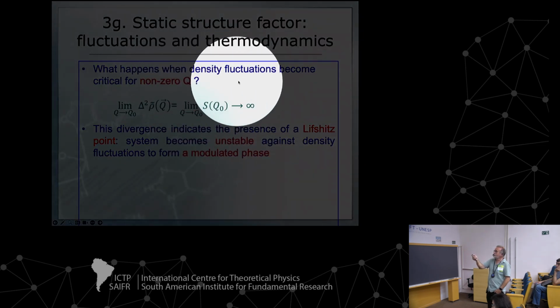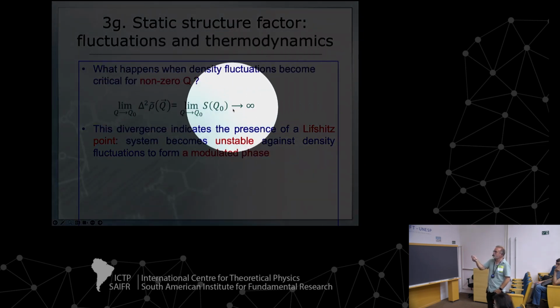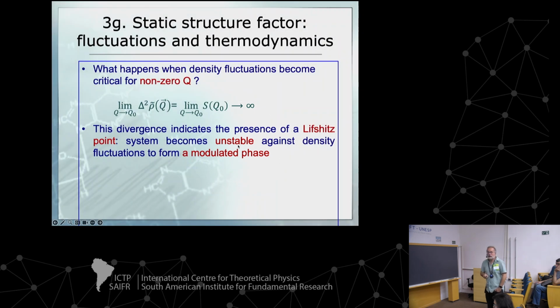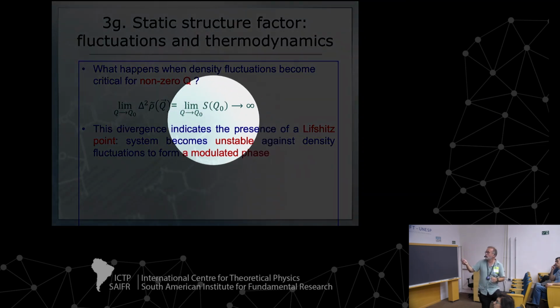Well, when you have density fluctuations at non-zero Q, that means you will have a divergence for a given value of wavelength. That typically indicates what is a Lifshitz point, a point where the system becomes unstable against a phase transformation towards a modulated phase. That means a phase in which you will be able to distinguish a characteristic distance that is connected precisely with this Q naught.